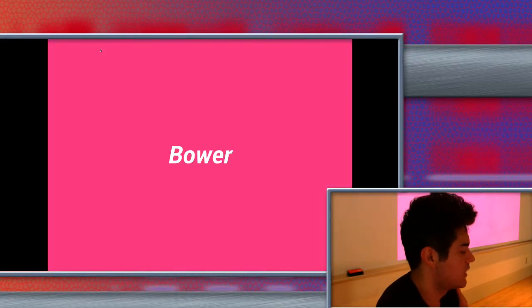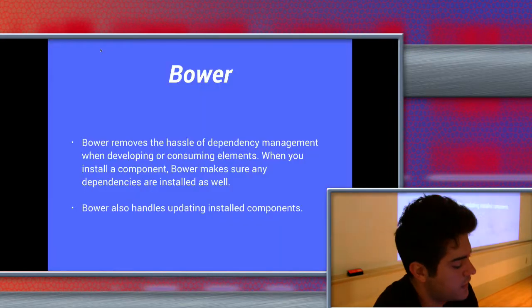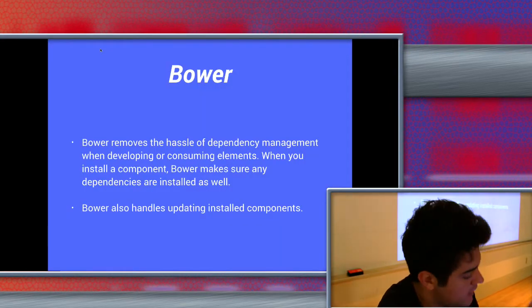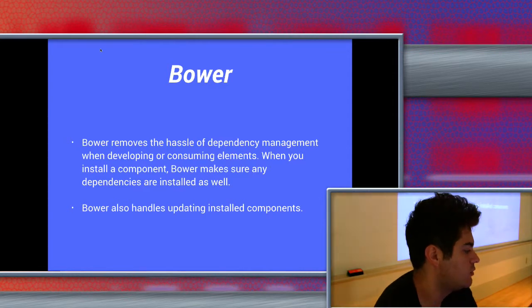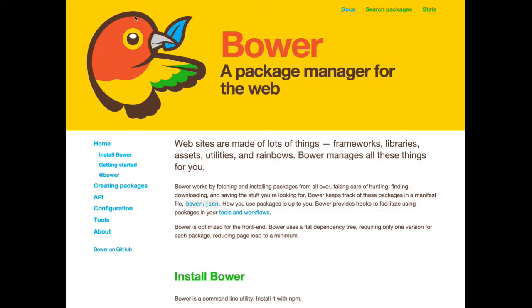So let's check the other alternative, Bower. Bower is a package manager, and the idea of package management is that you don't need to care about updates or about calculating the dependencies. If you get one package, it will calculate all the dependencies for you. And the nice thing about Bower is that you can update packages and install packages really easily. So this is the website.